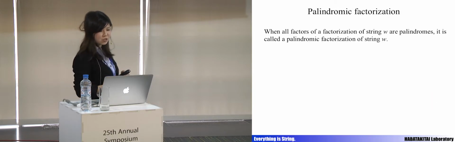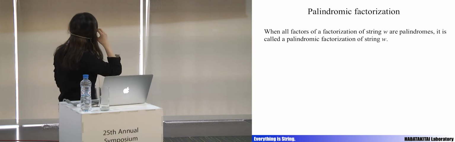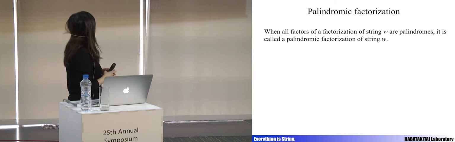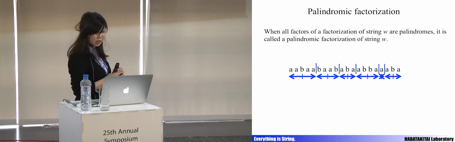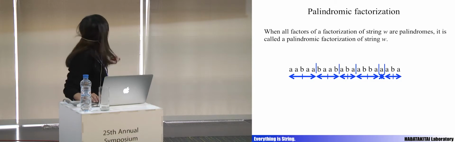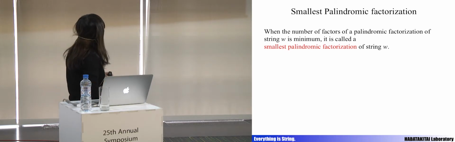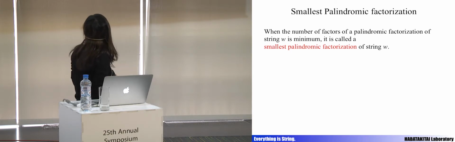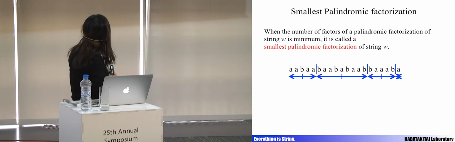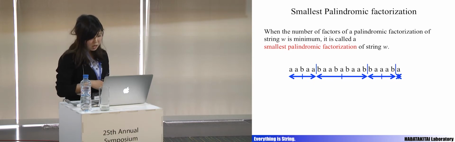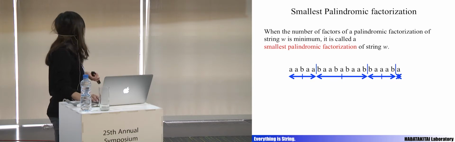Now, I turn to a factorization of a string with palindromes. When all factors of a factorization of string W are palindromes, it is called a palindromic factorization of string W. This is an example of a palindromic factorization of this string. Observe that each factor is a palindrome. Then, when the number of factors of a palindromic factorization of string W is minimal, it is called a smallest palindromic factorization of string W. This is an example of a smallest palindromic factorization of this string. As is the case with smallest palindromic covers, there can be many smallest palindromic factorizations, and we want to compute one of them.